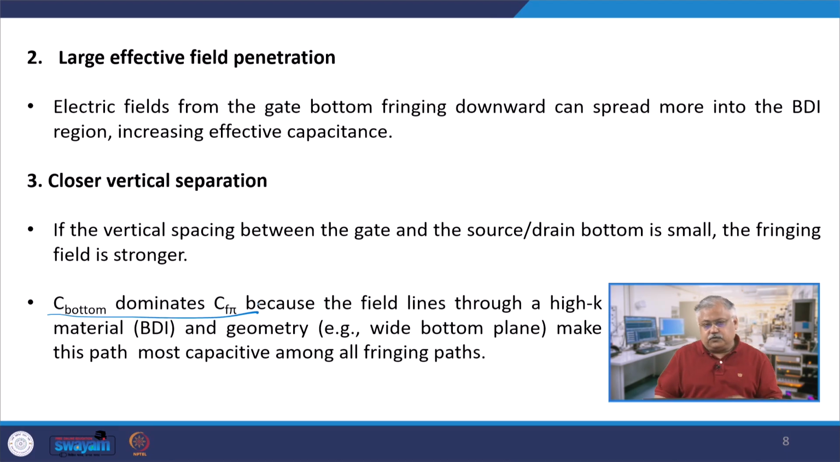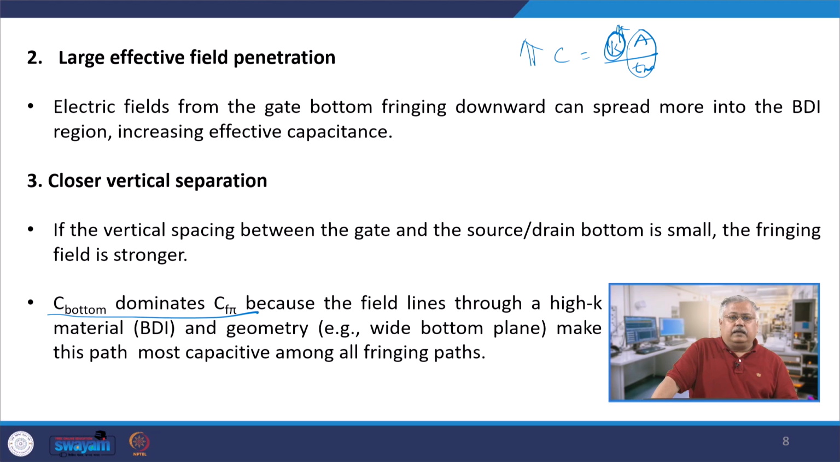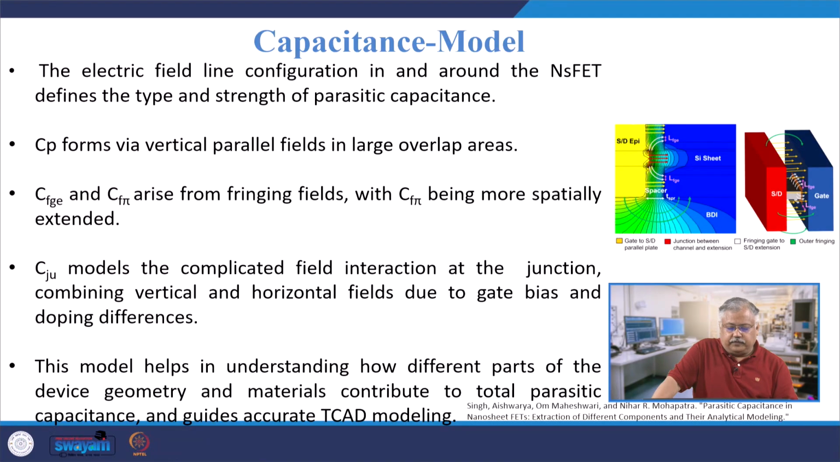So three reasons why is it so. One is because of BDI, which is typically a high K material. So if you remember, your C is epsilon naught K times A by Tox, right? Now, if the K value is relatively high, even for a moderate value of A and Tox, your C value will also be very high. That happens with the BDI because it's made of a high K dielectric, right? And the second thing is, since they are very close to each other, the parasitic paths are also very large, making the capacitance also very large.